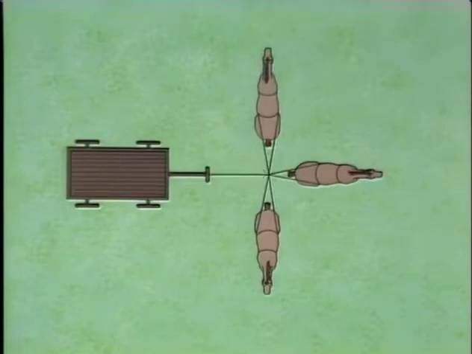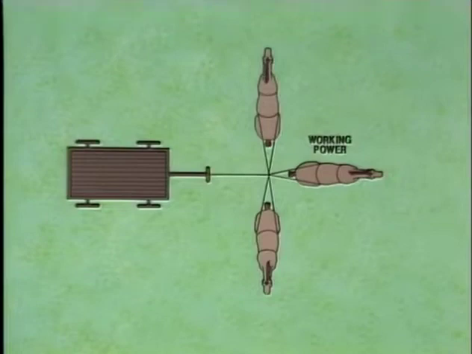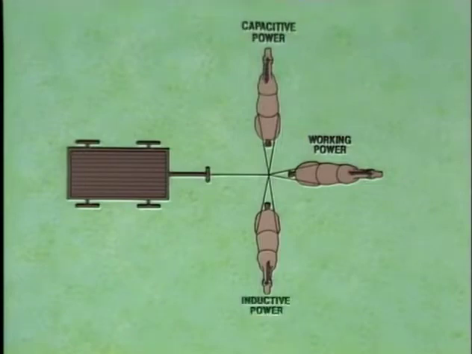To relate this illustration to a T&D system, we'll let the horse at the right represent watts, or working power. The horse at the top of the illustration represents capacitive VARs, or non-working capacitive power. And the horse at the bottom represents inductive VARs, or non-working inductive power.